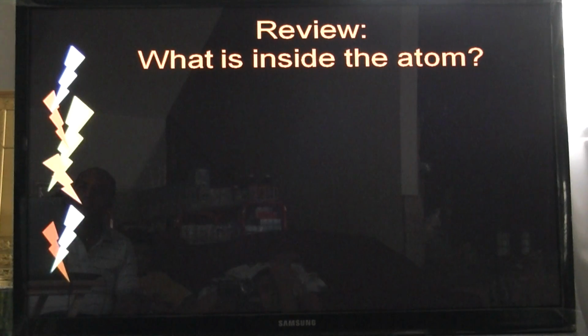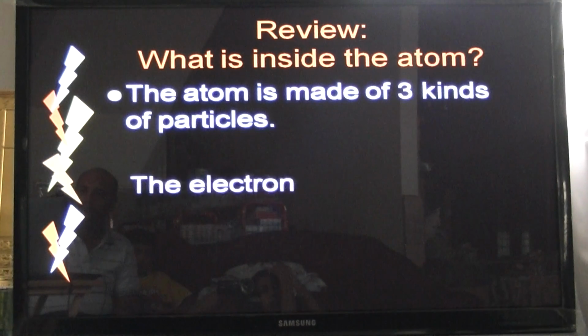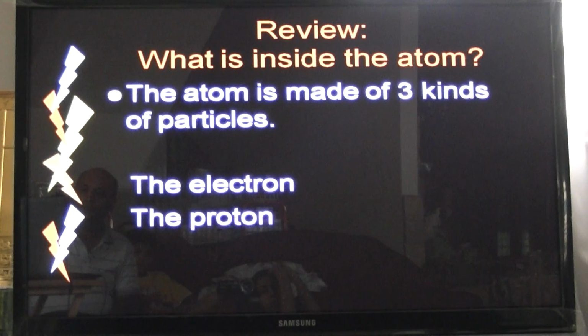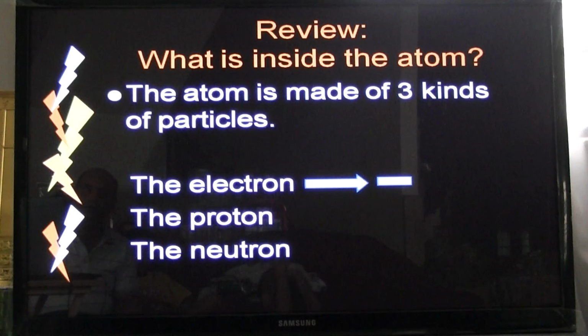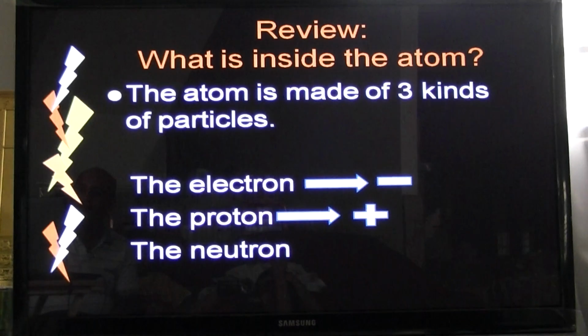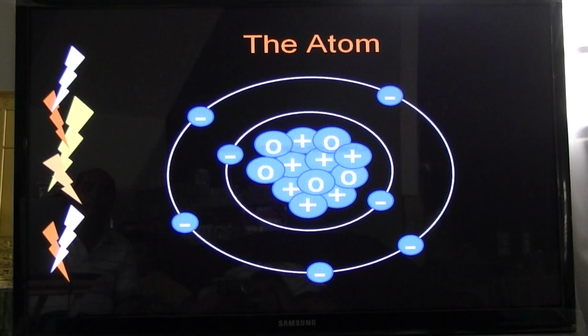What's inside an atom? An atom is made up of three types of particles: the electron, the proton, and the neutron. The electron symbol is a minus, or you can call it a negative symbol. The proton is a positive. The neutron is represented by a 0. There's a diagram of an atom.